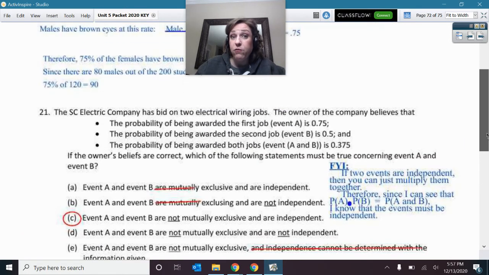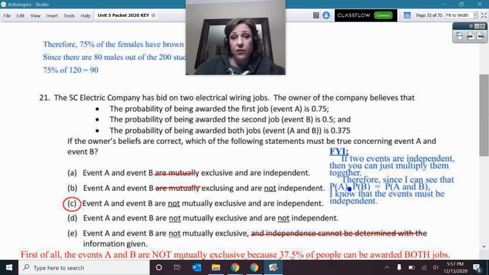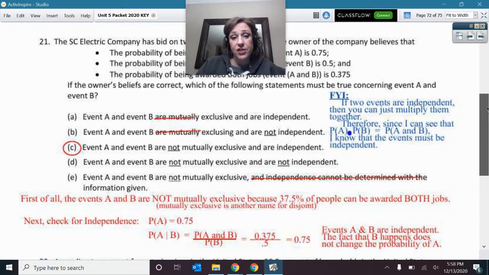Now, FYI, and this is kind of a side product, if they were independent, then I should be able to multiply event A times event B and get event A and B together. So a quick way I could have done that is to multiply 0.75 times 0.5 and see if it equals 0.375, and it does. So then I know that they are independent. Okay, so there's another way.